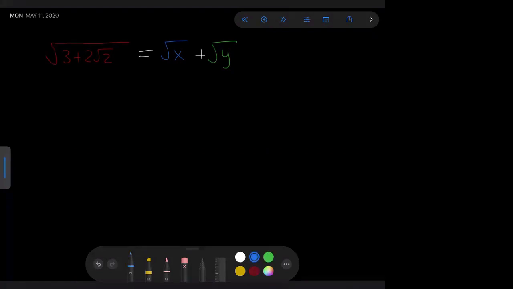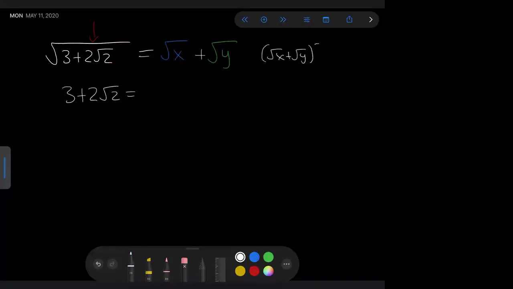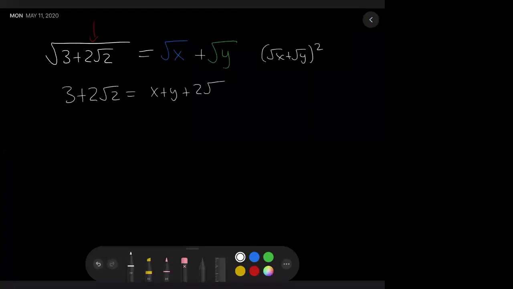So, first of all, there's this big, ugly square root in front of everything. And so let's just get rid of that, right? This square root is not good. So let's square the entire expression. We get 3 plus 2 root 2 is equal to, now what happens if you square root x plus root y, squared? Well, what you're going to get is x plus y plus 2 root xy.